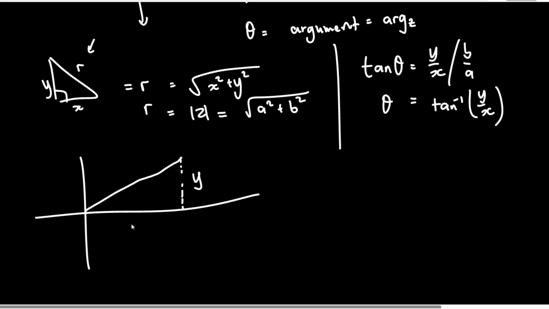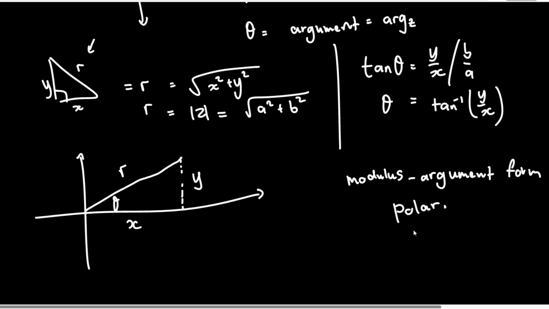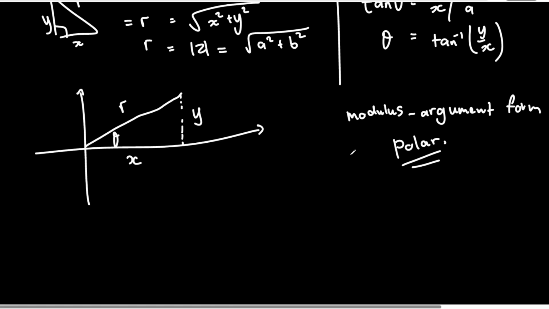So we've got y here, we've got x here, theta, and then r. First things first, let me just make this very clear: the polar argument form also goes by a different name. This name is the polar form. So we can go by that, or we can say modulus argument form, doesn't really matter.